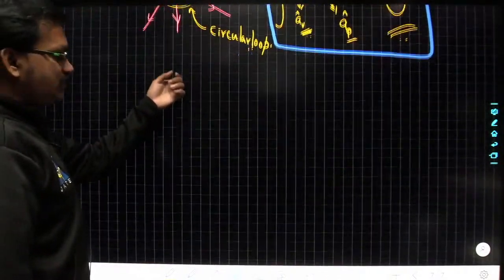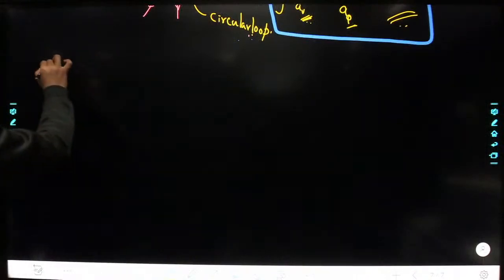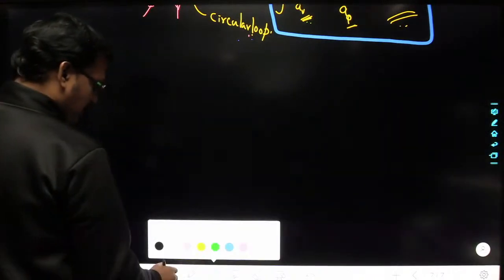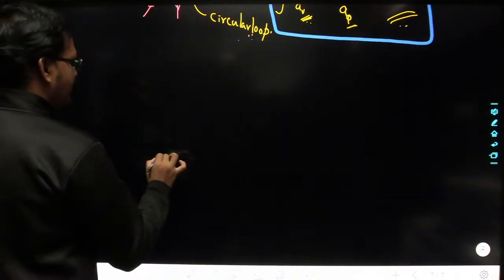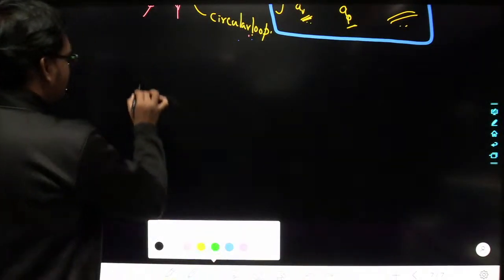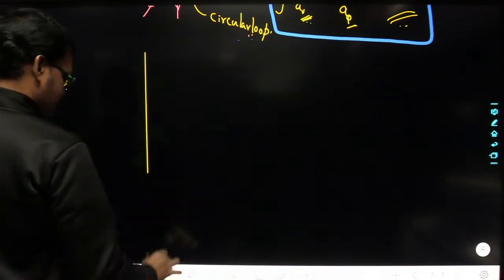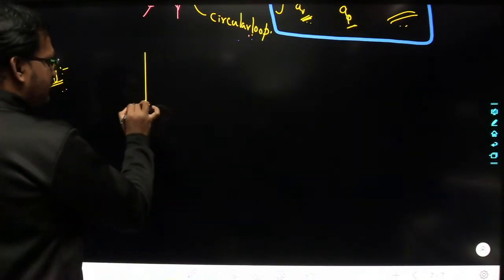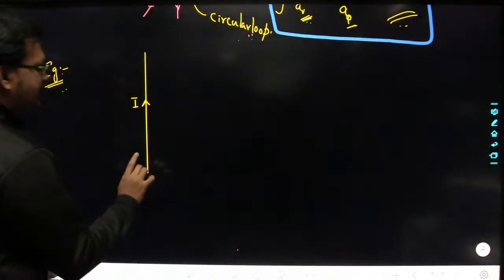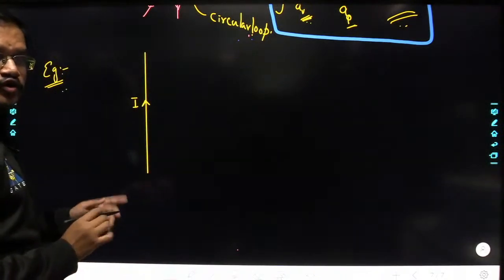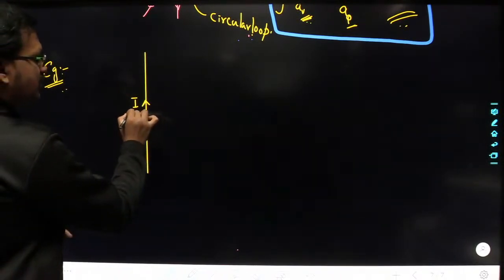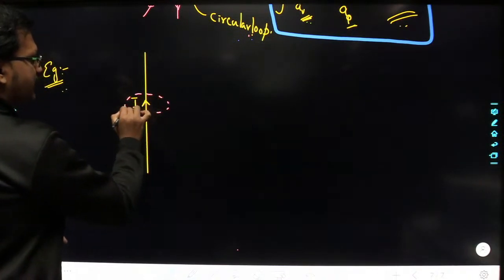Now see here, I will take another example. Suppose I consider a current carrying wire. Let us say this is the current carrying wire, carrying a current I in this direction. Whenever you have a current carrying wire, it sets up a B field in its vicinity. That B field is going to circulate around this wire.